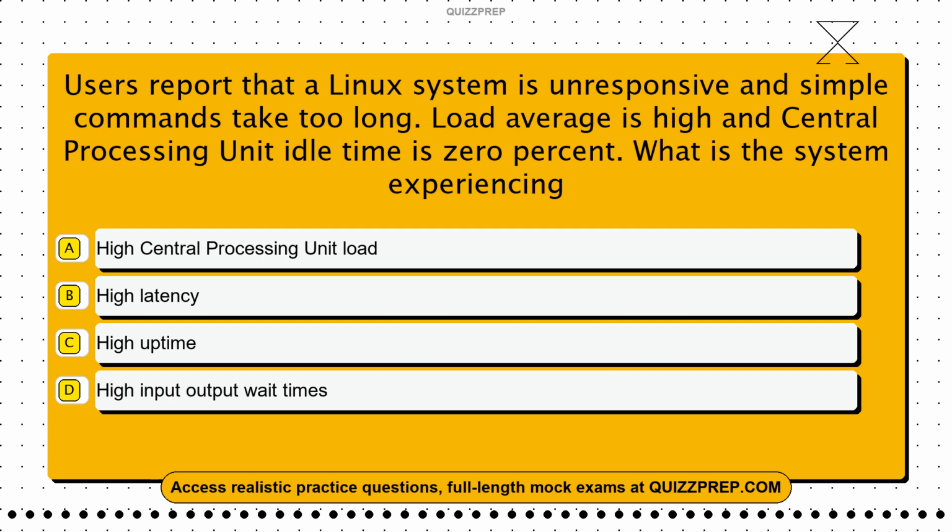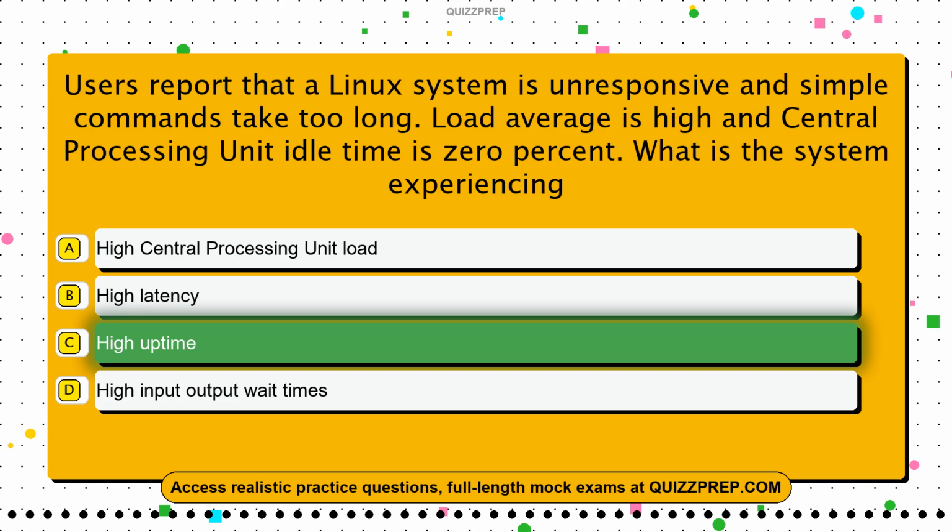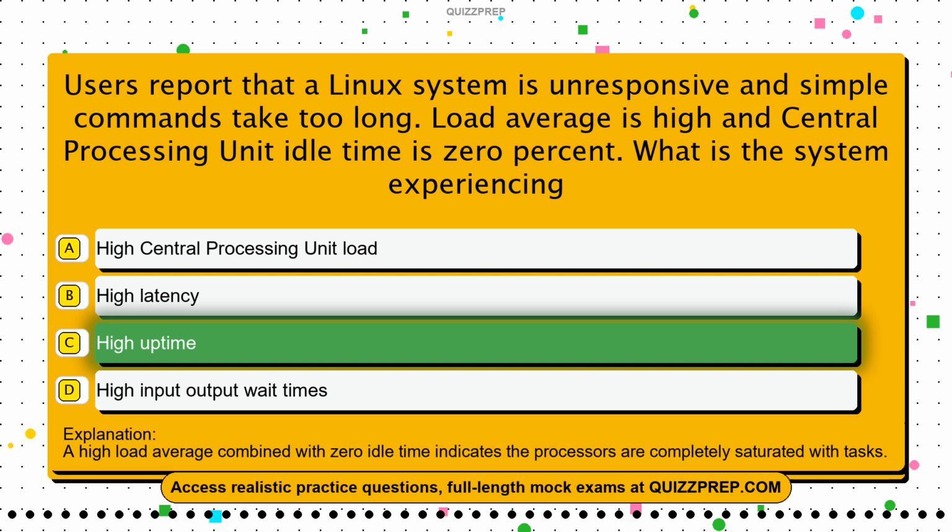Option A. High central processing unit load. Option B. High latency. Option C. High uptime. Option D. High input-output wait times. The correct answer is option C. High uptime. A high load average combined with zero idle time indicates the processors are completely saturated with tasks.